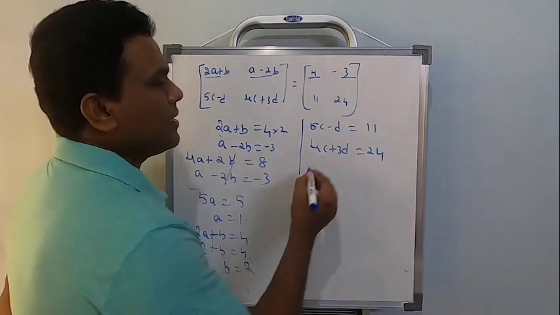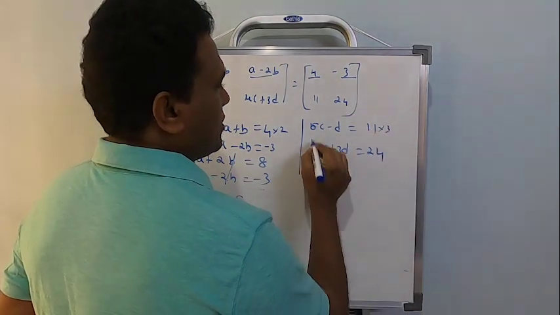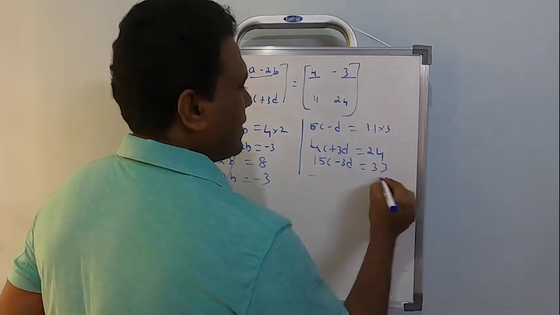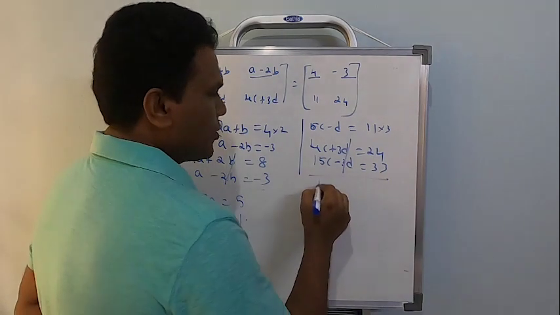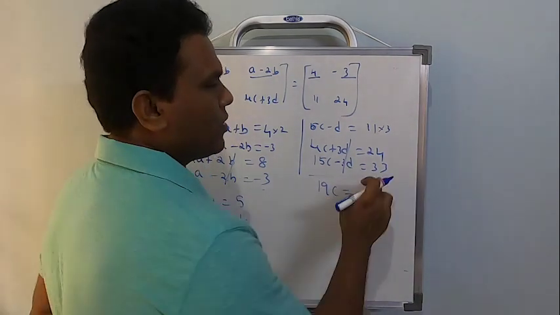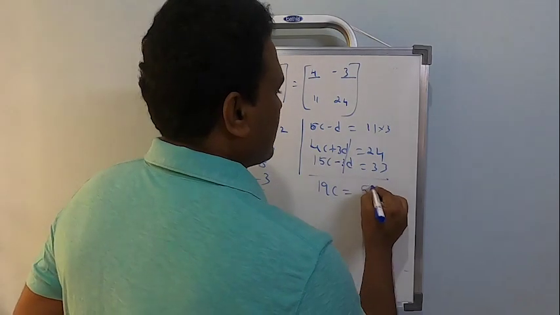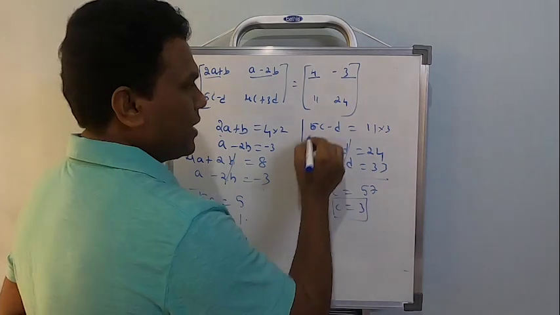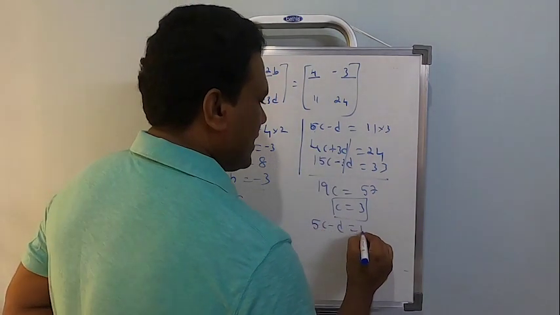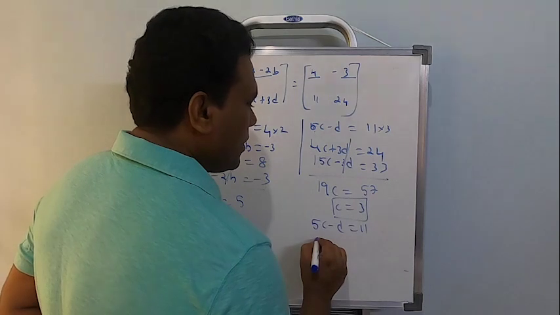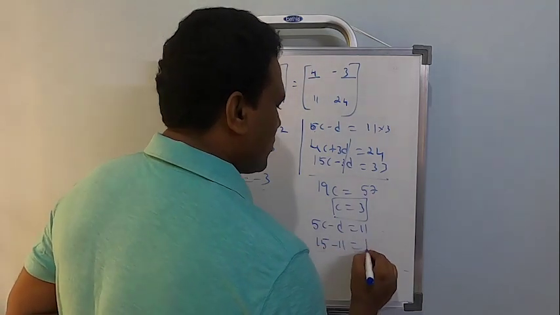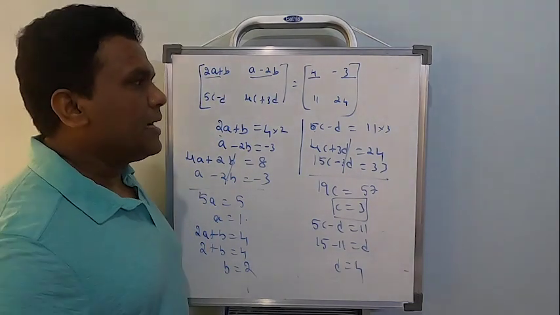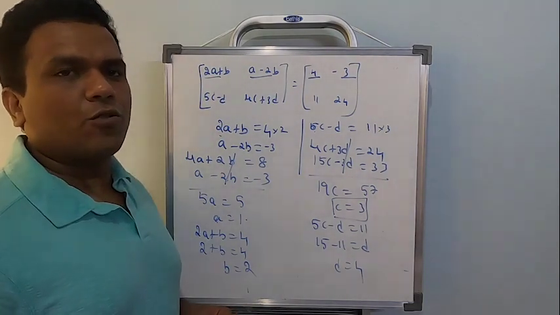The rest is finding C and D. Similarly, let's multiply this by 3. So it's going to be 15C minus 3D is equal to 33. D gets cancelled, add it. So it's going to be 19C, and on the right side 57. So the C value will be equal to 3. The last is to find out the D value. Let me use 5C minus D equal to 11. Or it's going to be 15 minus 11 is equal to D, or the value of D will be equal to 4. So students, notice it is just based on the concept of equality of two matrices.